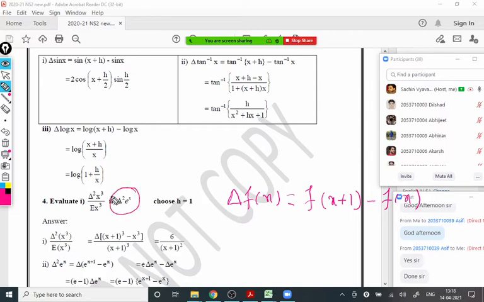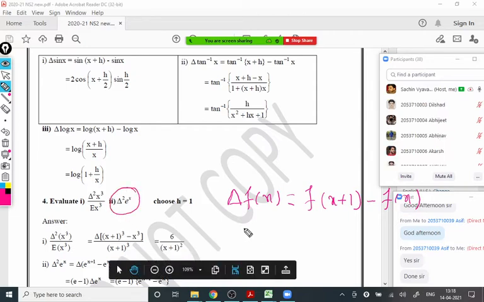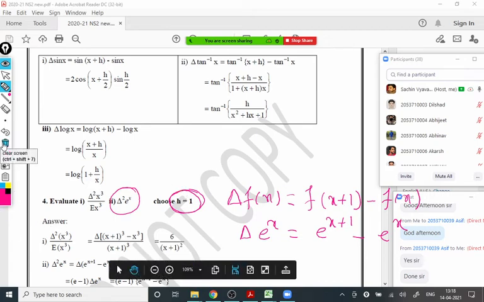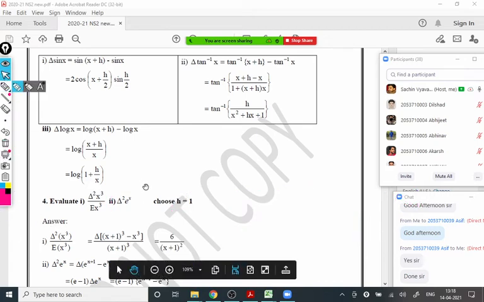For example, suppose you have to do delta square e raised to x. So first you should write delta e raised to x. What should delta e raised to x be? It is e raised to x plus 1 minus e raised to x, because instead of x plus h, you are replacing h by 1. Many times the h is given as 1. So this question number 4, you can go through on your own. This is solved there.